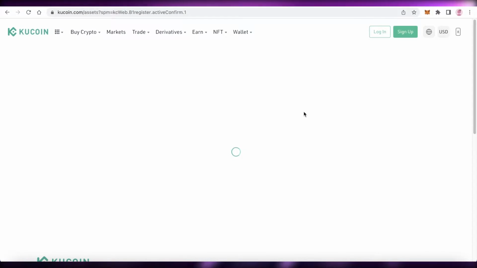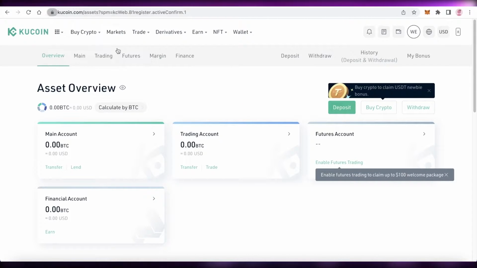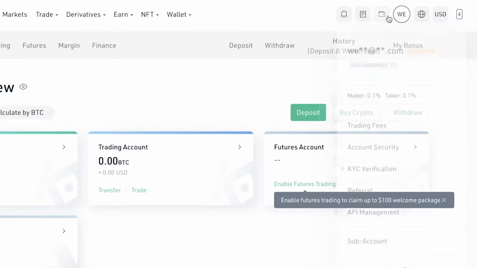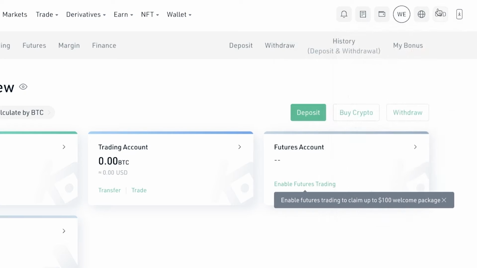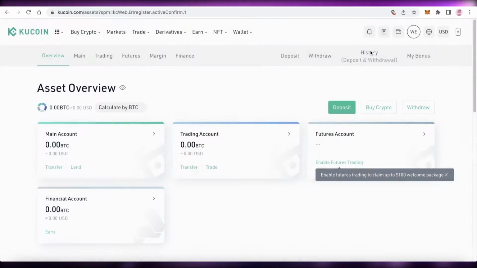So now you can actually go ahead and log on to your account and get started with Kucoin. So you can see over here, just as I have created my account, this is going to be your first page, which is your assets overview in your account. You can see on your top right your account profile, your wallet information, your orders, and your notifications, and then you can choose the currency that you want to be using as the main converter.